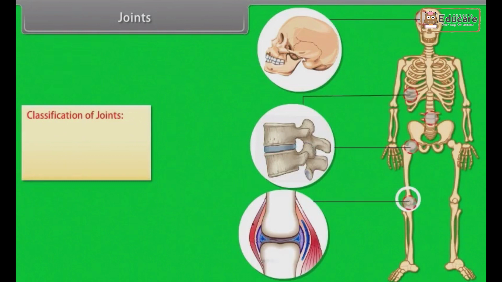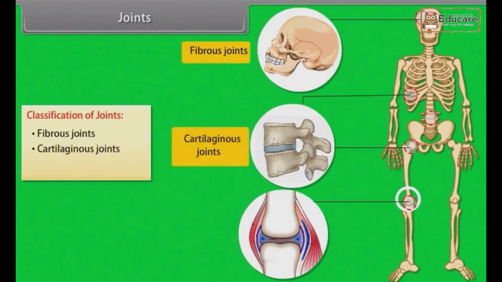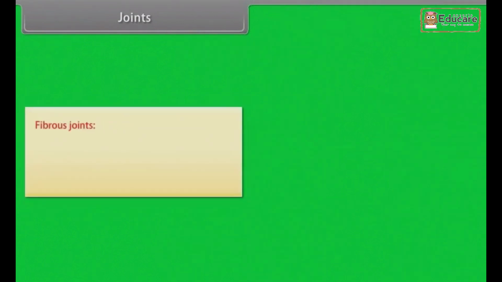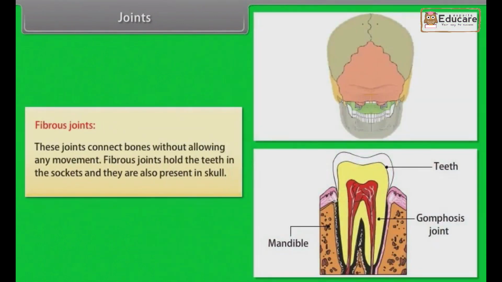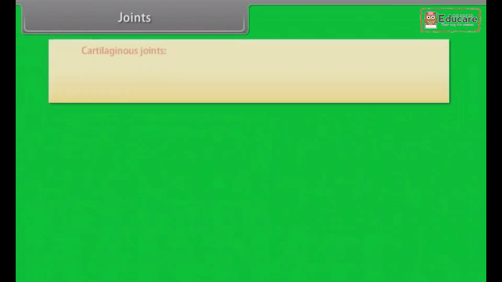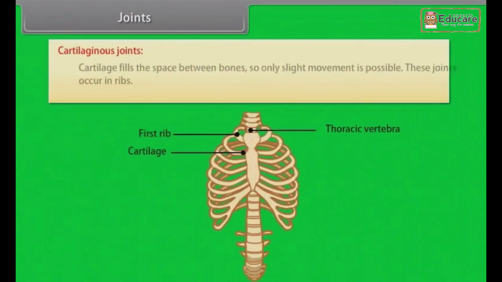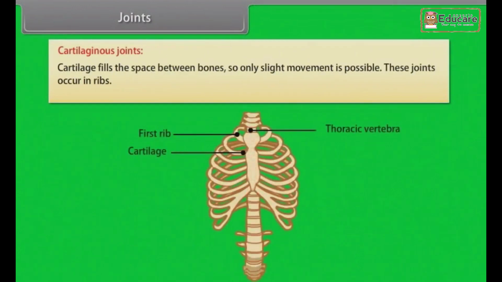Classification of joints: fibrous joints, cartilaginous joints, and synovial joints. Fibrous joints. These joints connect bones without allowing any movement. Fibrous joints hold the teeth in the sockets and they are also present in the skull. Cartilaginous joints. Cartilage fills the space between bones, so only slight movement is possible. These joints occur in ribs.